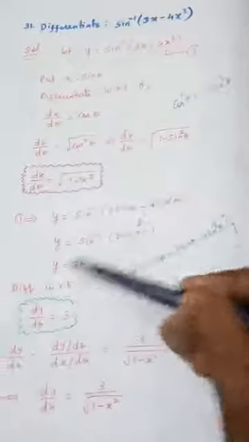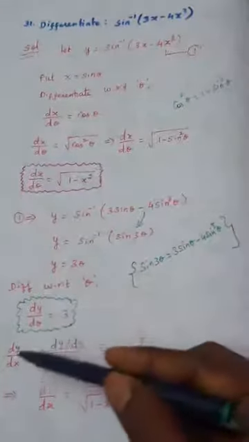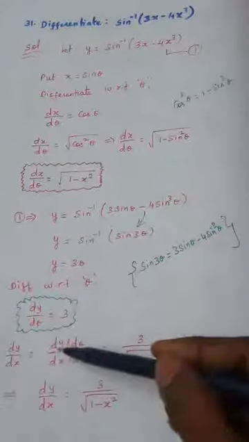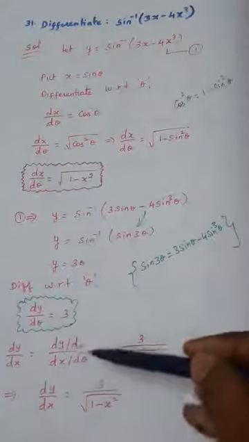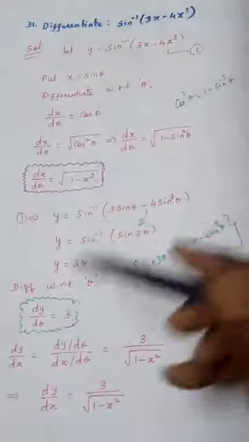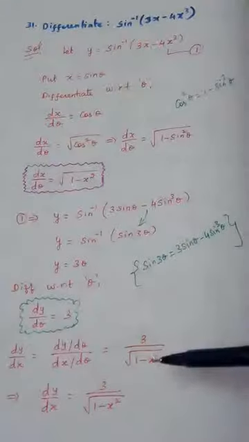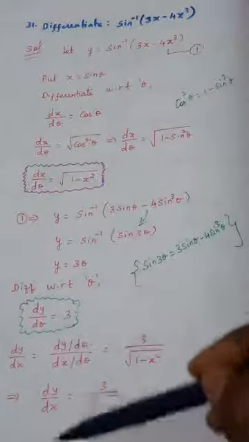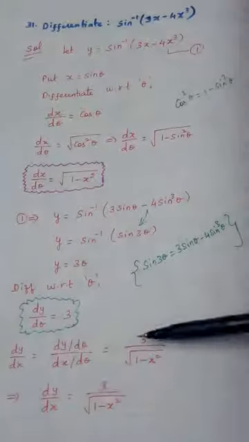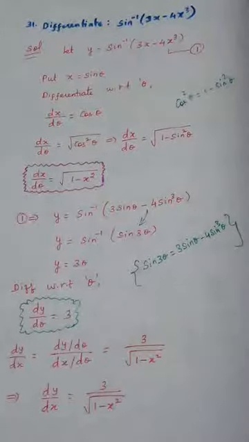Two values I've got. So now I can easily find out dy by dx by writing this as dy by d theta by dx by d theta. So numerator value 3, denominator value is root of 1 minus x square. So finally dy by dx is equal to 3 by root of 1 minus x square. Hope you will understand this.